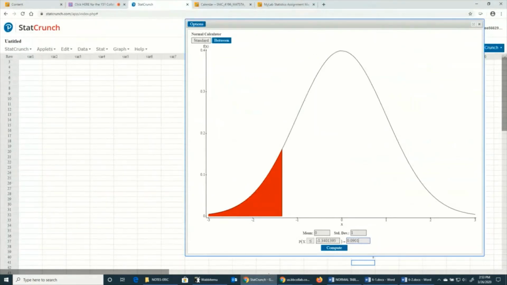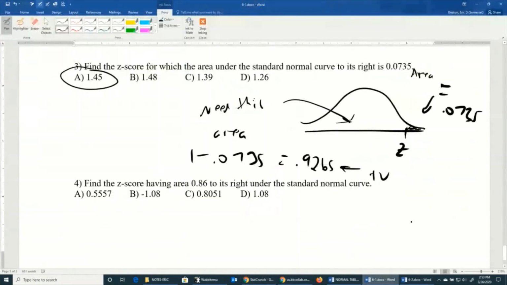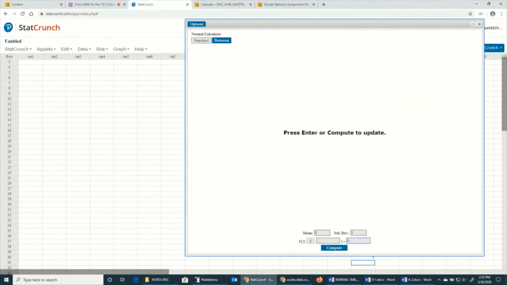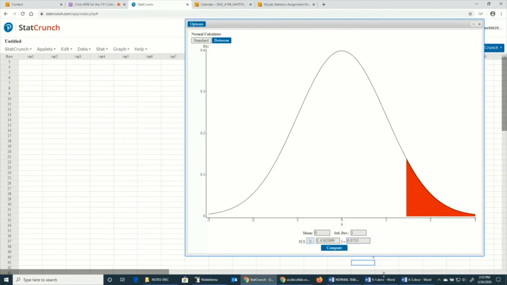And also on Statcrunch. Statcrunch is the greatest thing ever, because of Statcrunch, notice its area to the right is 0.0735. But it's greater than, because I can take that and move it, make it greater than. Now, do you see the area? This is why Statcrunch is so great. And then compute. Well, I don't have to compute, because they already did it for me. 1.45. See how great that is?